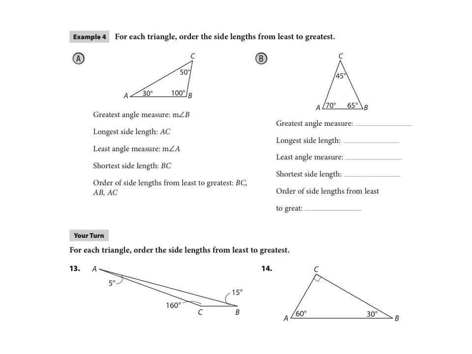Filling in part B here, the greatest angle measure is going to be 70 degrees, or the measure of angle A, and therefore the longest side length opposite it is BC. The least angle measure is the measure of angle C, and the side opposite that is AB. So if I'm going from smallest to greatest, we're going to start with the smallest AB, and then AC, and then finally BC, which was my greatest.